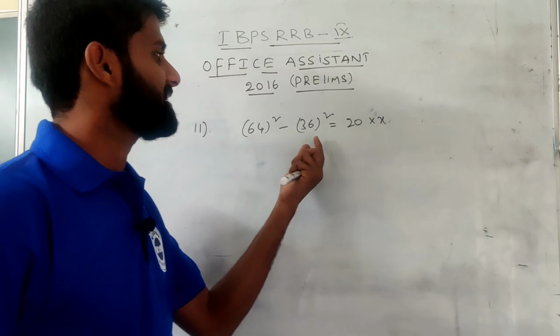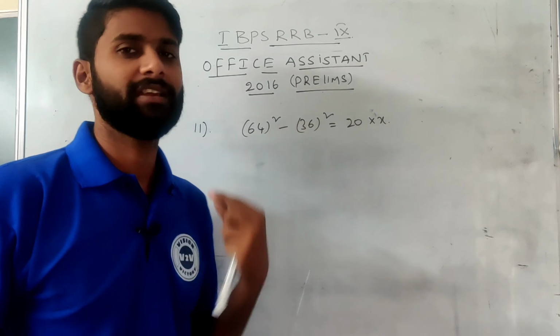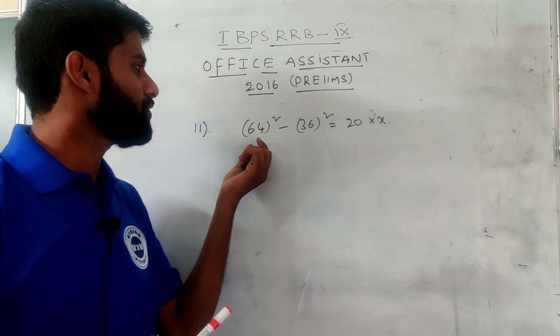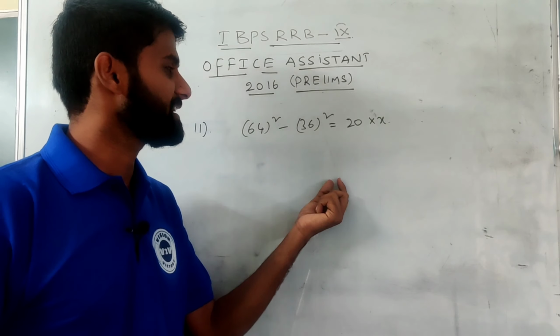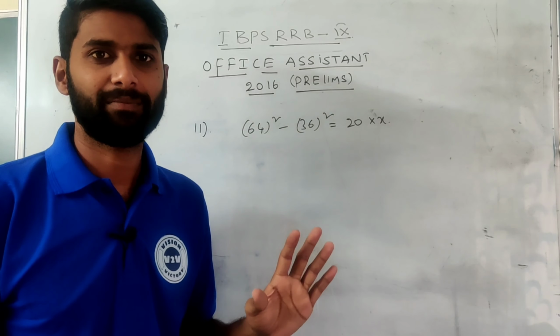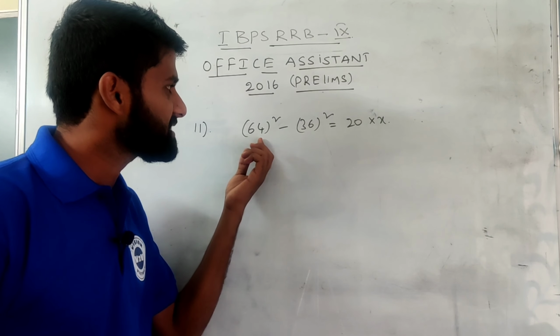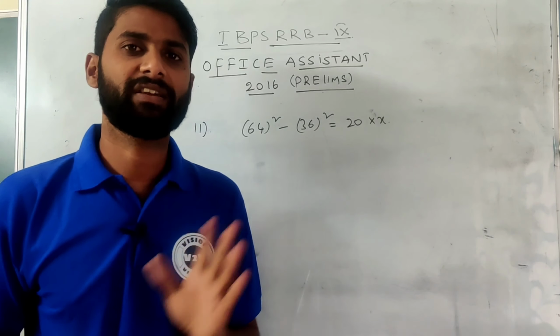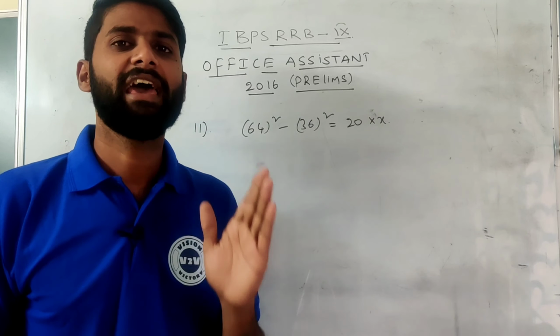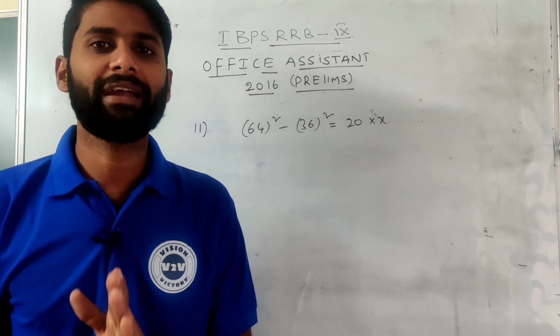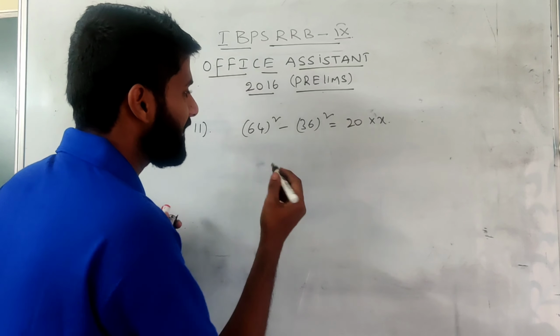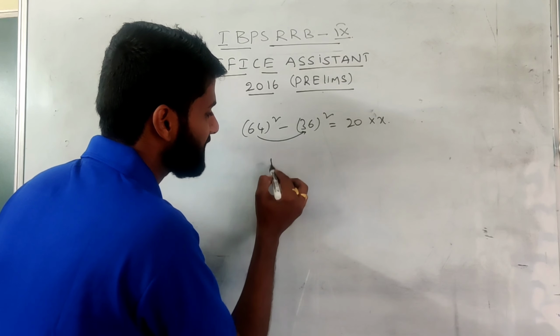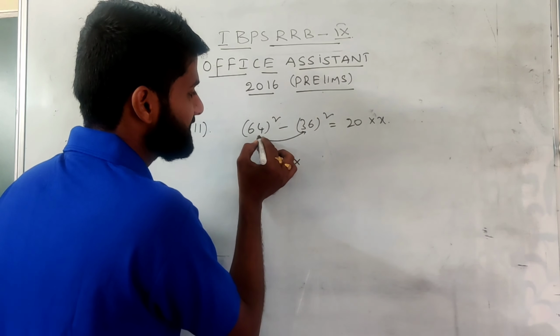64 square minus 36 square exactly equal to 20 into x. See, don't go with the 64 square value and 36 square value. Subtracting them takes time. Simply see, we know that this is the a square value and this is the b square value. We know the formula of a square minus b square. a square minus b square can be defined as a plus b into a minus b. Then we will go with the value of 64 plus 36. The value becomes 100. And 64 minus 36.